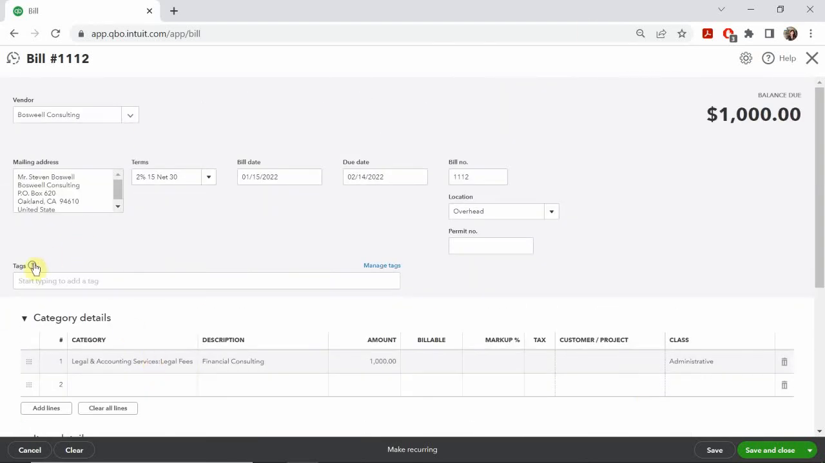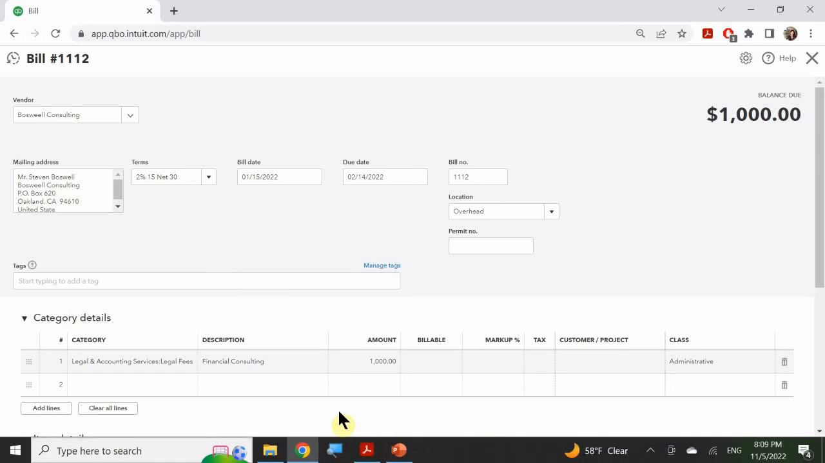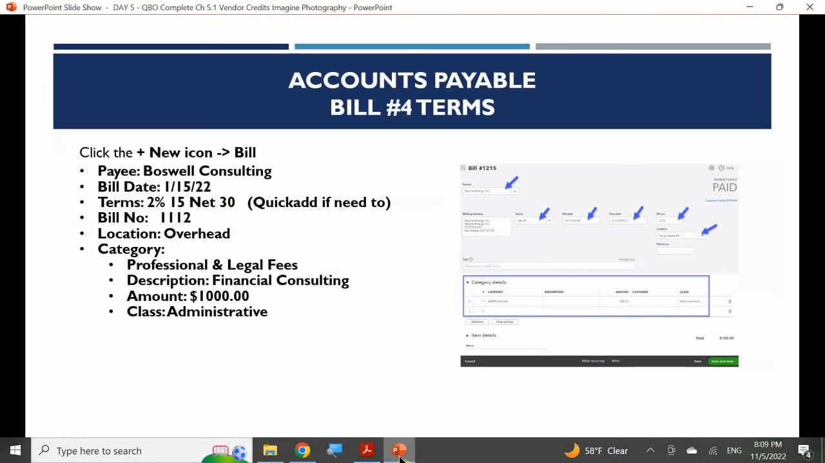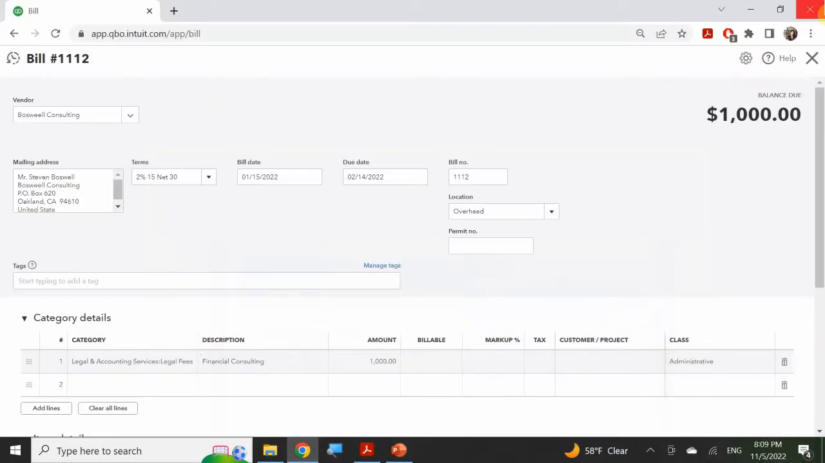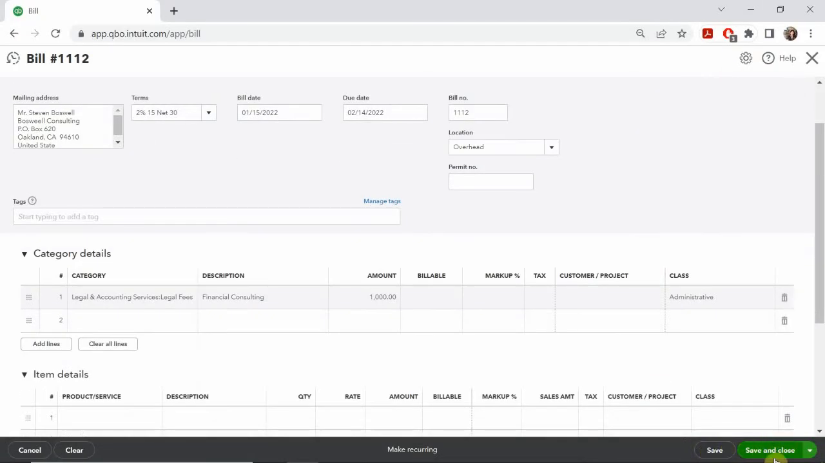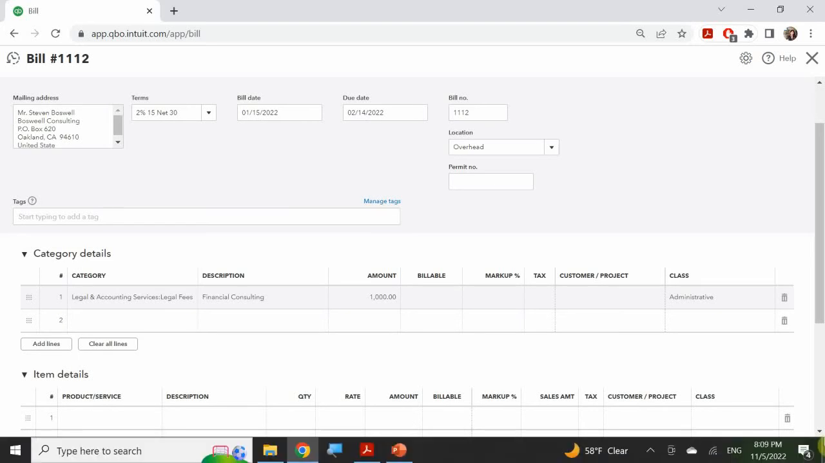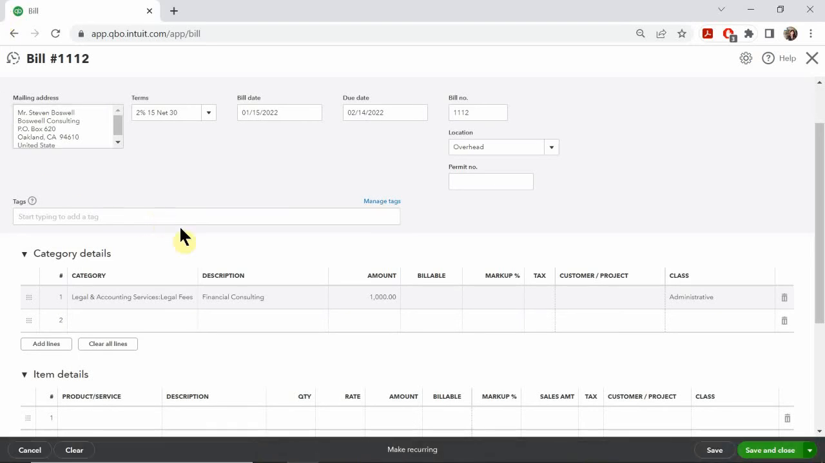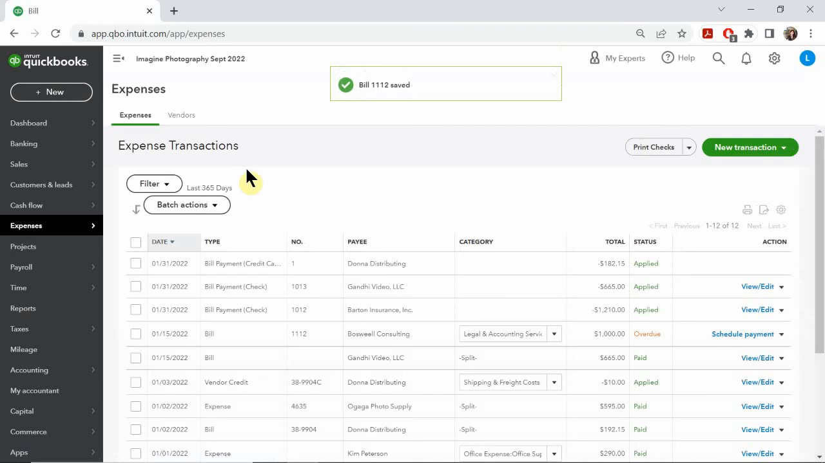Okay, so there you go. Right, Boswell Consultant on January 15. Terms is 2%, 15 net 30. Okay, for $1,000. And that is it. Okay, once everything looks good, I'm going to go ahead and click Save and Close. Okay. Right, so there you go. Now I received a bill from Boswell Consulting. Okay, right here.